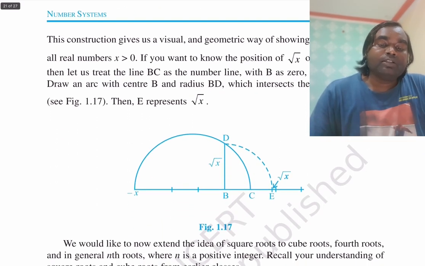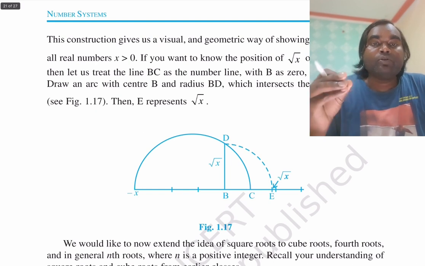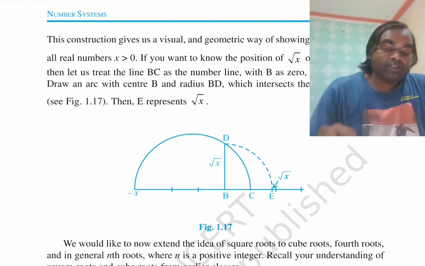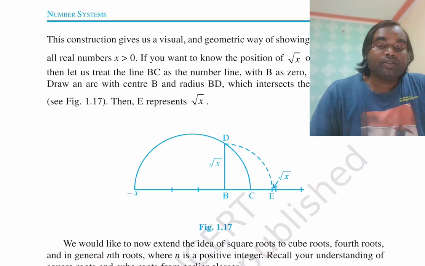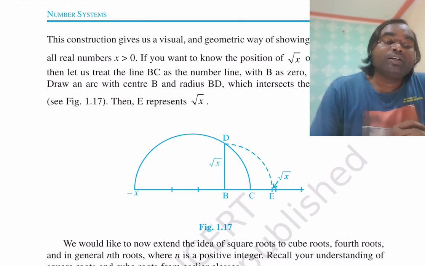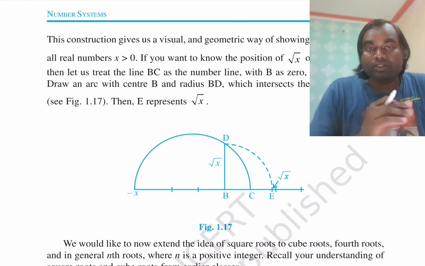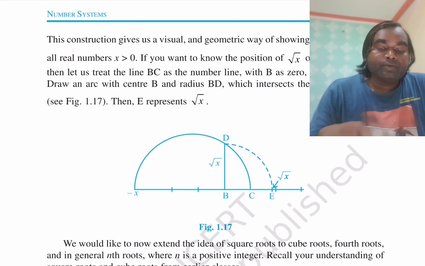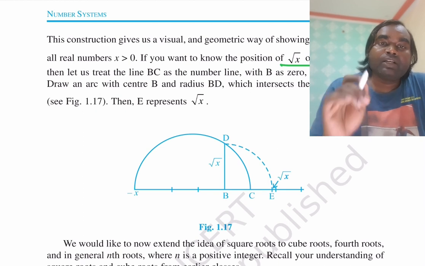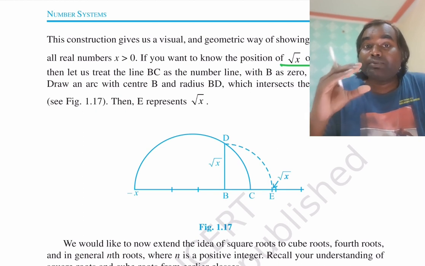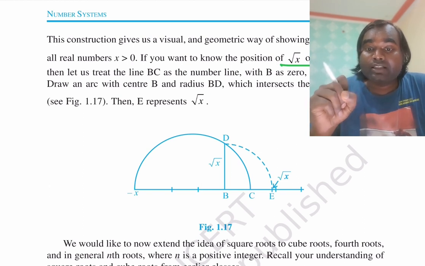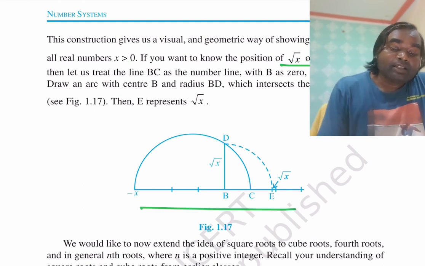Similarly, you can calculate the value of the square root of any real number by geometry. This shows that square root x exists for all real numbers that are more than 0. If you want to know the position of the square root of x on the number line, how can you do that? We can do that by adopting this method.